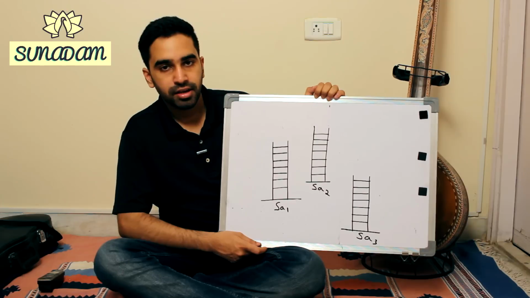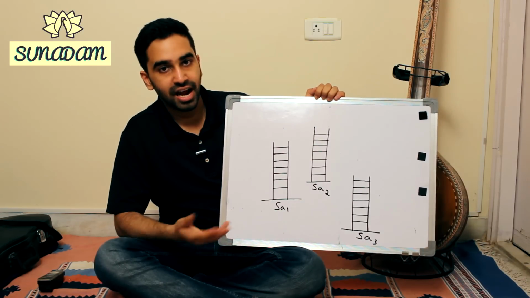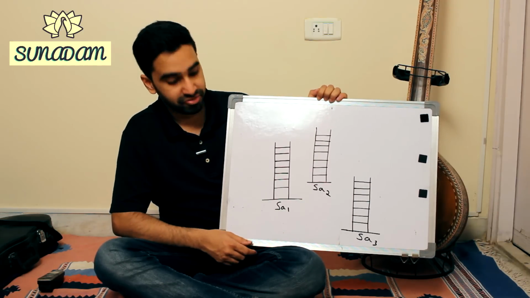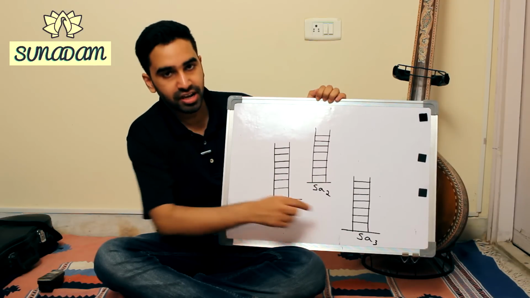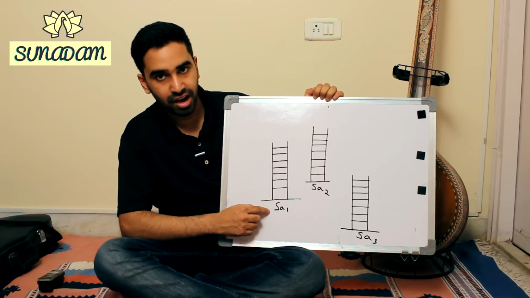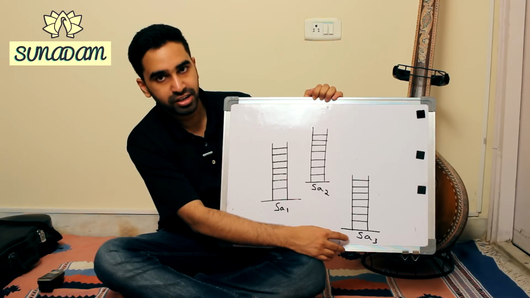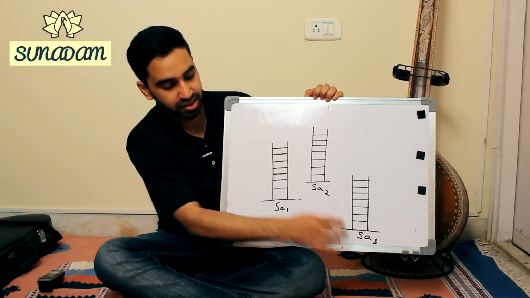In better explaining this, I'll use an analogy. Here on the board I have three musical ladders drawn. We can see that they are identical in every way apart from the fact that they start at different heights. Let's call the height at which the first ladder is starting Sa 1, the height at which ladder 2 is starting Sa 2, and the height at which the third ladder is starting Sa 3.